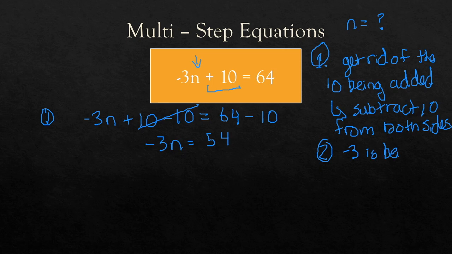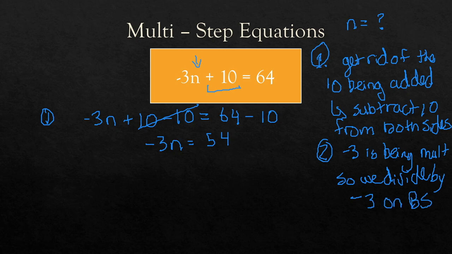So we divide by negative 3 on both sides. So we're going to divide by negative 3 on this side, and we're going to divide by negative 3 on this side. So that negative 3 goes away, which is why we did it. And then we're going to take 54 and divide it by negative 3, and that gives us negative 18 as our answer.